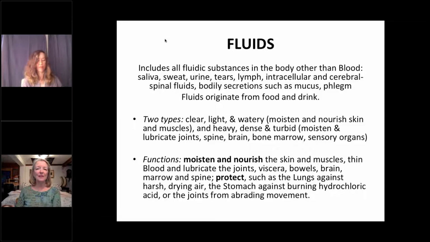Fluids. Now, we not only have qi and blood, we have fluids. We have all kinds of fluids, and they're everywhere, and they're needed and necessary. So we have clear fluids, and we have what's called turbid fluids. The clear fluids are light and watery and clear. They moisten the skin and the muscles and the tendons. And the heavy and dense ones, or the turbid ones, lubricate the joints, the spine, the bone marrow, the brain, the sensory organs, and so forth. In general, fluids moisten and nourish as well as protect.